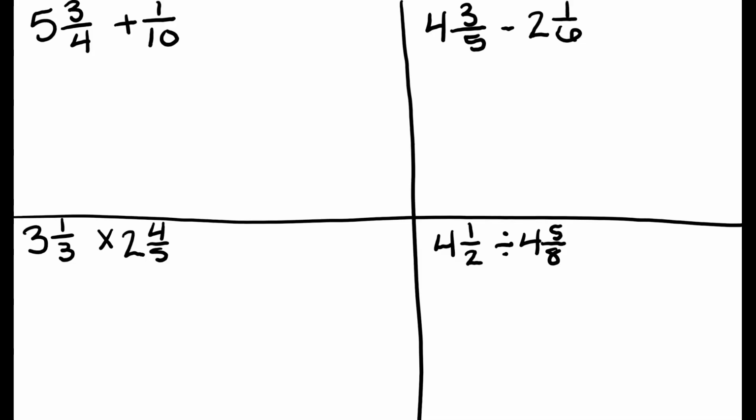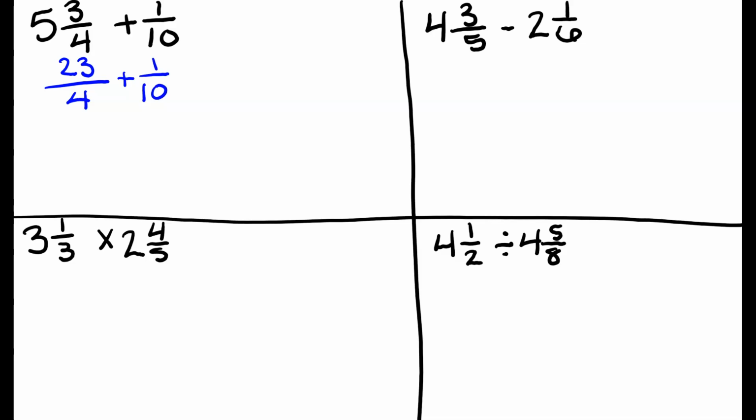First thing I have to do is change my mixed number to be a fraction greater than 1, or an improper fraction. 5 3/4 is the same as saying 5 groups of 4 and 3 left over. 5 groups of 4 is 5 times 4, or 20, plus 3 is 23, all over 4, plus 1/10 is just the same.